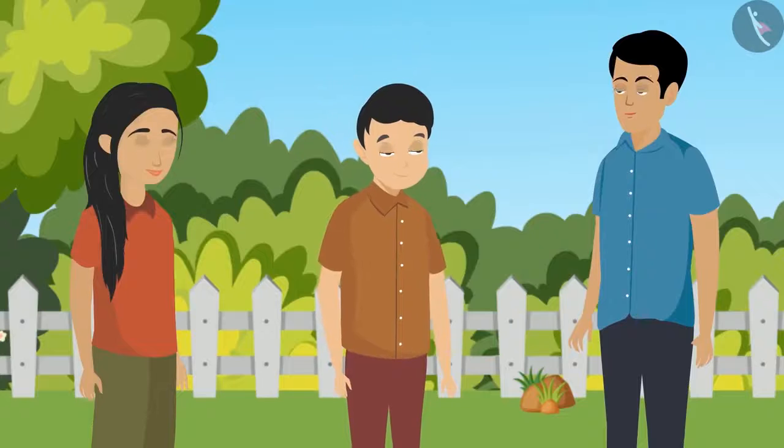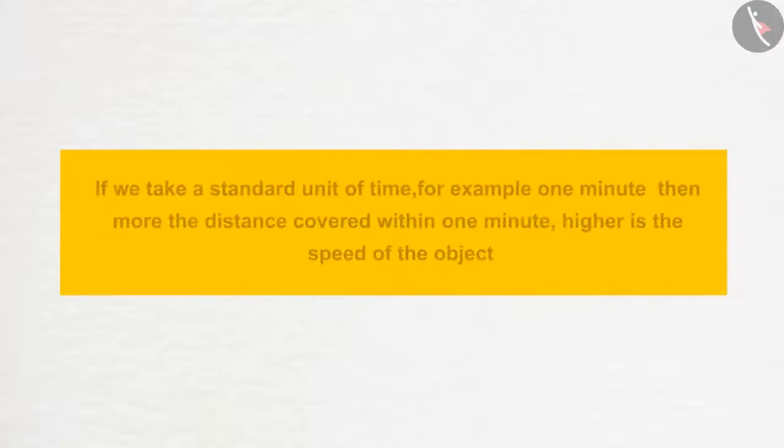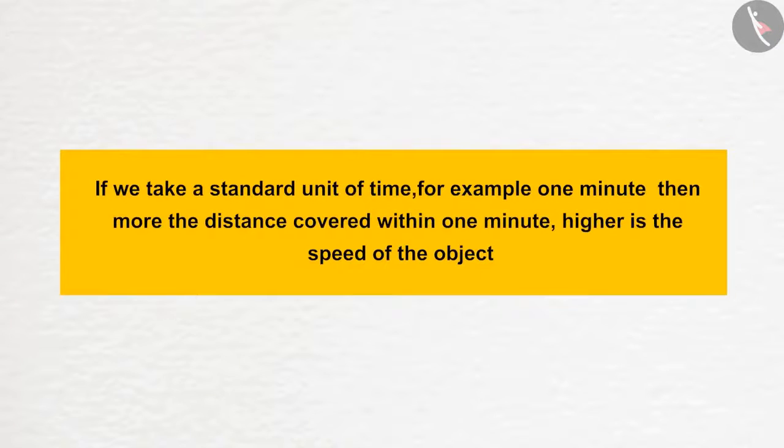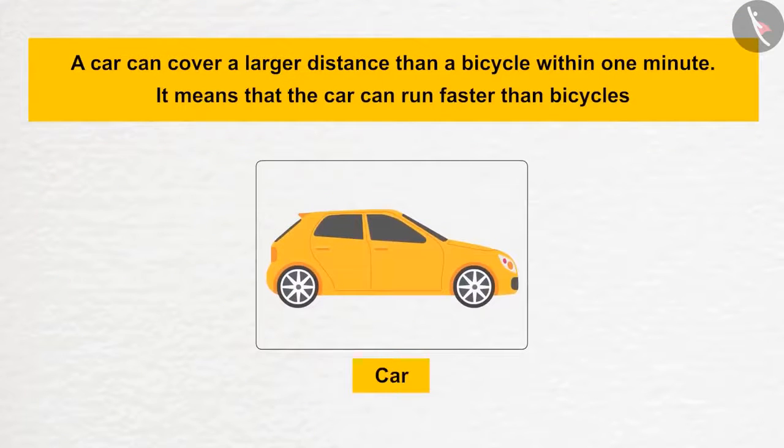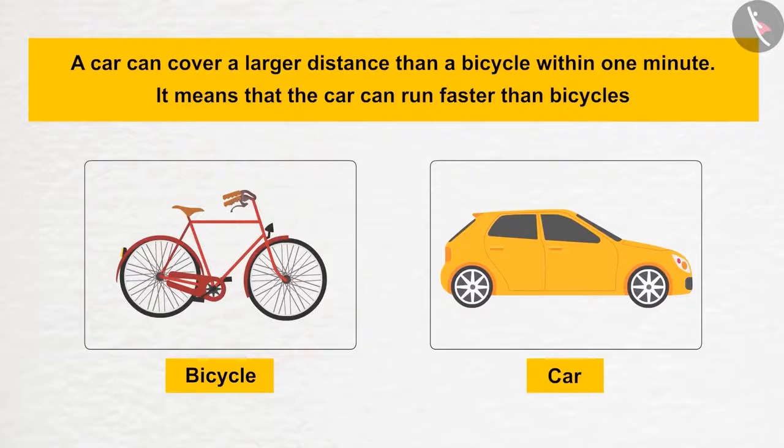But Puneet brother, how would we measure it? If we take a standard unit of time, for example 1 minute, then the more the distance covered within 1 minute, the higher is the speed of the object. For example, a car can cover a larger distance than a bicycle within 1 minute. It means that the car can run faster than bicycles.